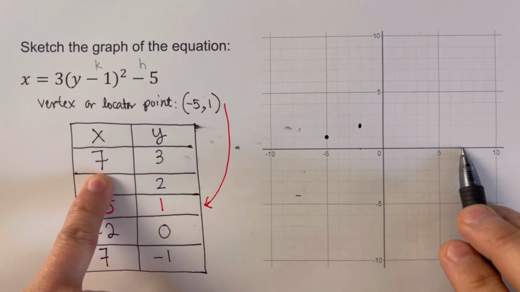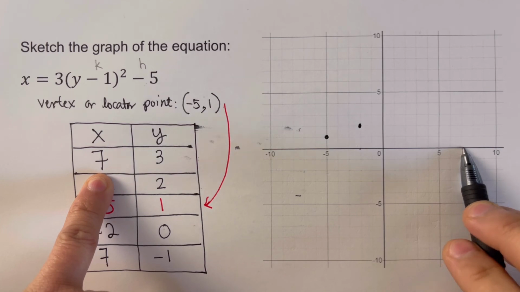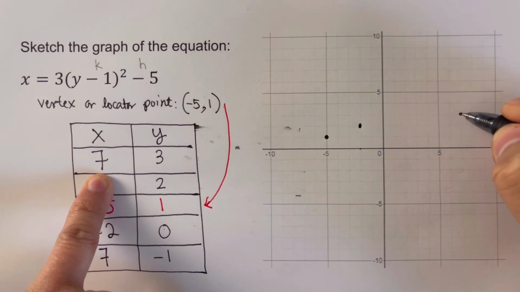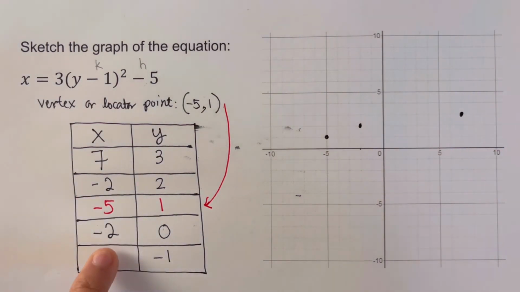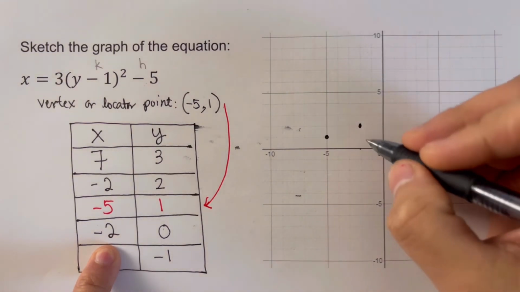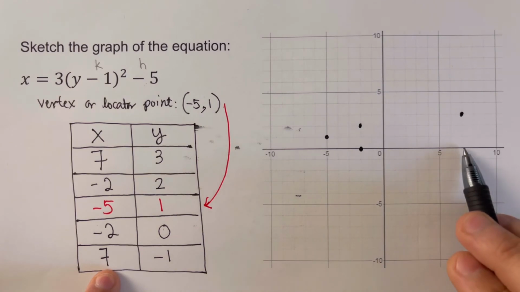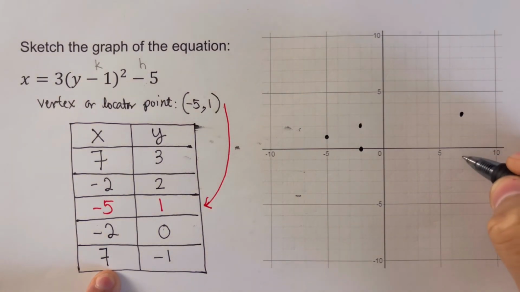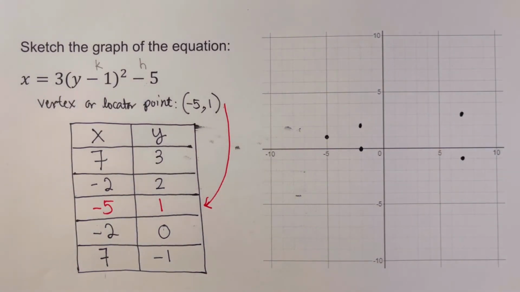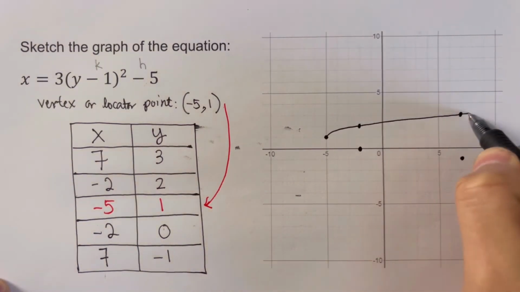And then it goes with 3. So it's going to get paired up to the 3 up here. And then we have a negative 2 pairs up with 0. So this is the next dot. And then positive 7 pairs up with negative 1. So this is where it's going to sit. And so we're now ready to sketch the graph.